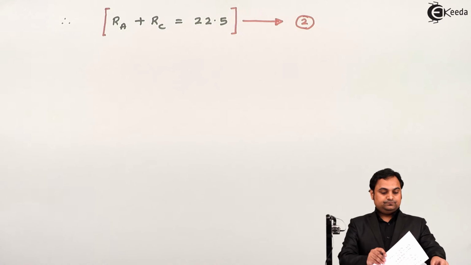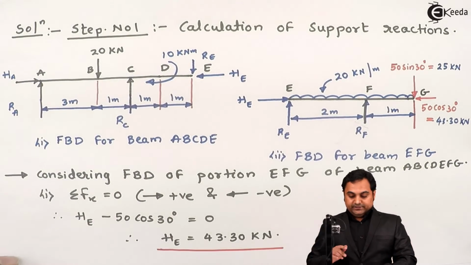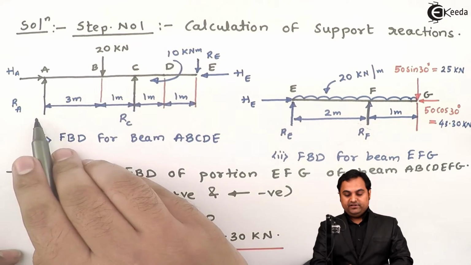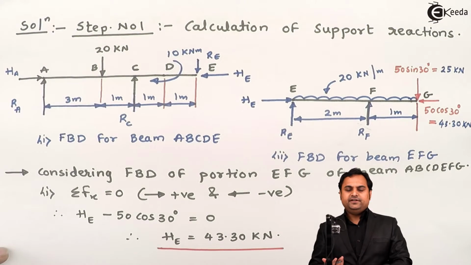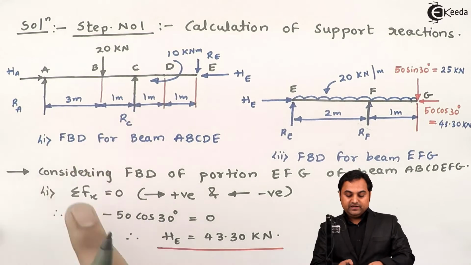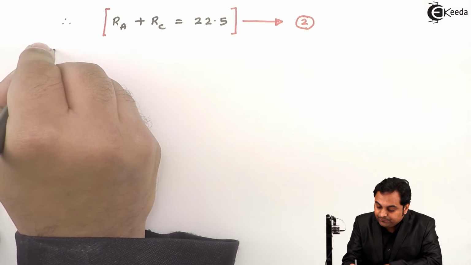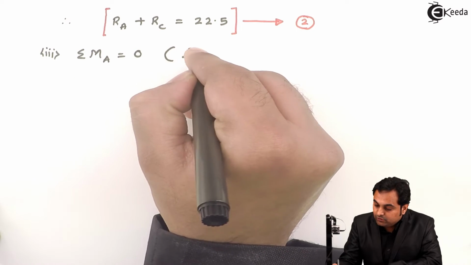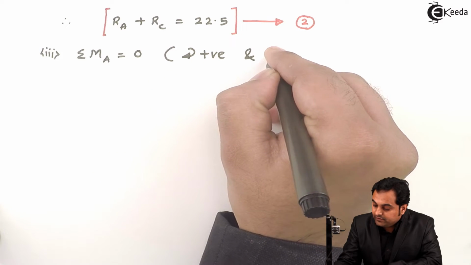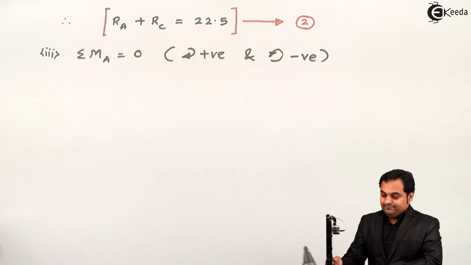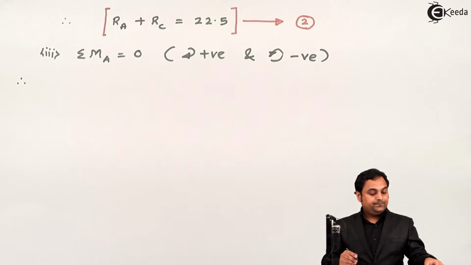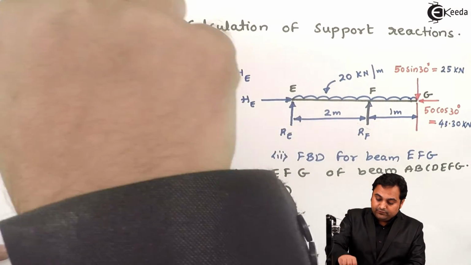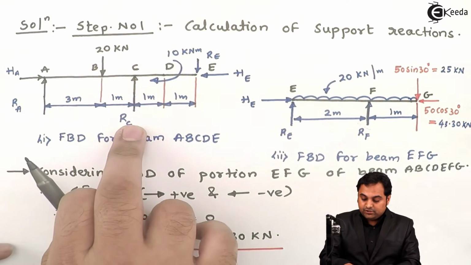Next, if we want to calculate the value of reaction at C, I'll take the moment at point A. If we want to calculate the value of RA, we have to take the moment at point C. In whichever case we are correct, so first I'll take the moment at point A to get the value of RC. So I'll use the next condition of equilibrium, that is summation of moment about point A is equal to 0. The convention is clockwise moments treated positive and anti-clockwise moments as negative. So here we have RC which is acting upward, and when I take the moment of this RC at point A, it comes out to be in anti-clockwise direction, so minus RC into 4.